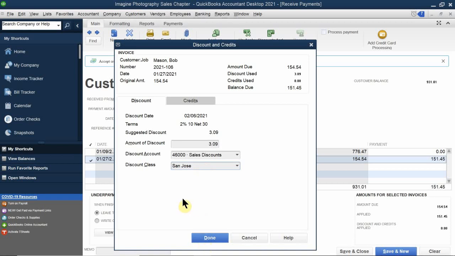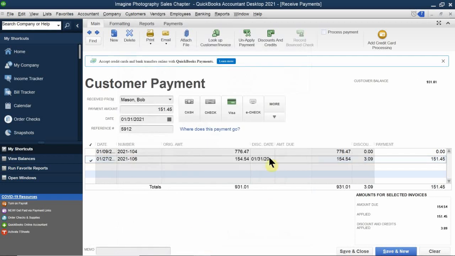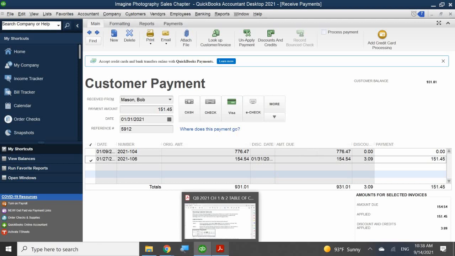Once we fill out this information and say, yes, let's go ahead and apply this discount, we say done. All of a sudden, the invoice amount is applied, the discount of $3.09 gives you exactly $151.45, which is exactly what he paid. So that underpayment right here just ends up disappearing. Then we verified that it's this invoice. If you want to type in your memo, you can. But in this case, it's been calculated that this original invoice for $154 received the discount.